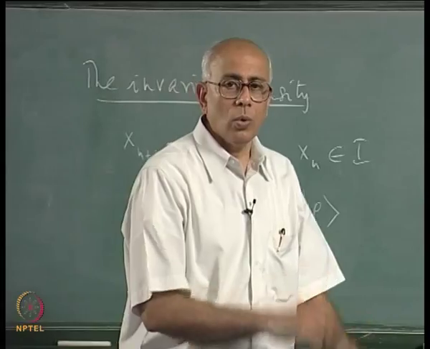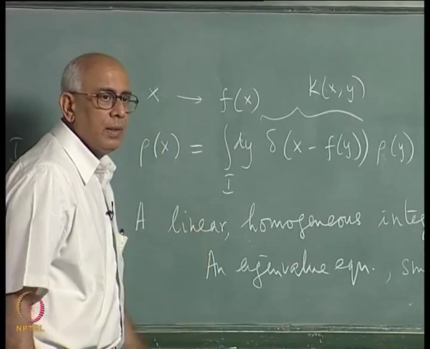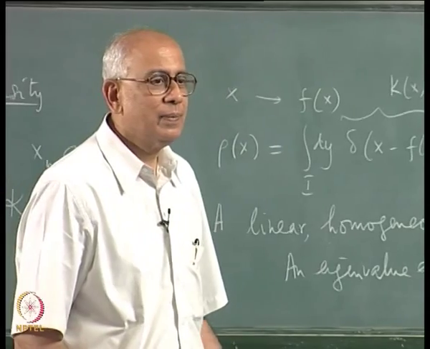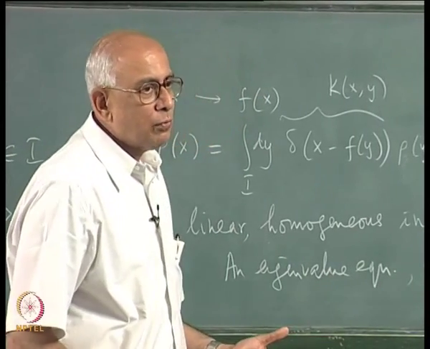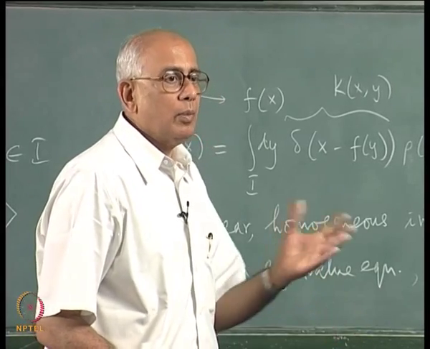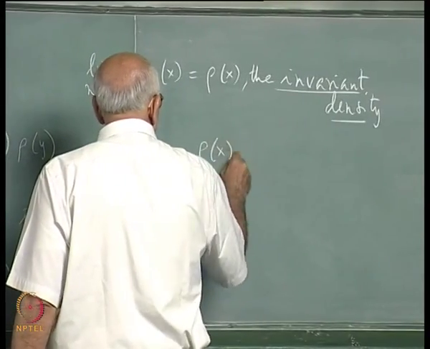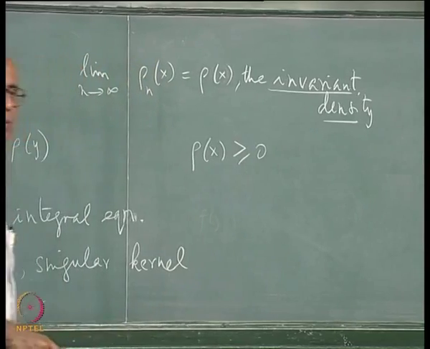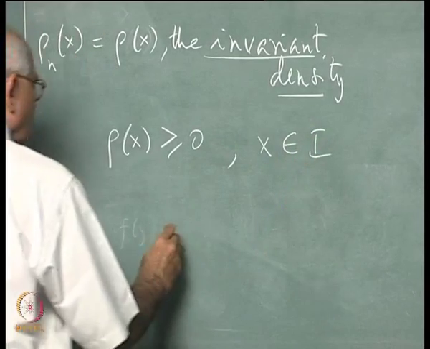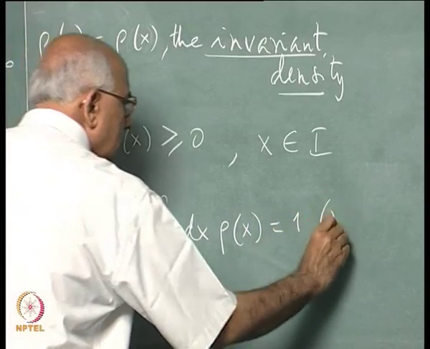Is there any other condition on rho based on the physical requirement that this should be a probability density? It should be normalizable, exactly. Can it be negative? It can't be negative, it is a density. It could be unbounded, it does not have to be between 0 and 1, but certainly it must be normalizable. So we also require rho of x to be greater than or equal to 0 for all x in the interval, and you also would like to have integral dx rho of x equal to 1. This is the normalization.